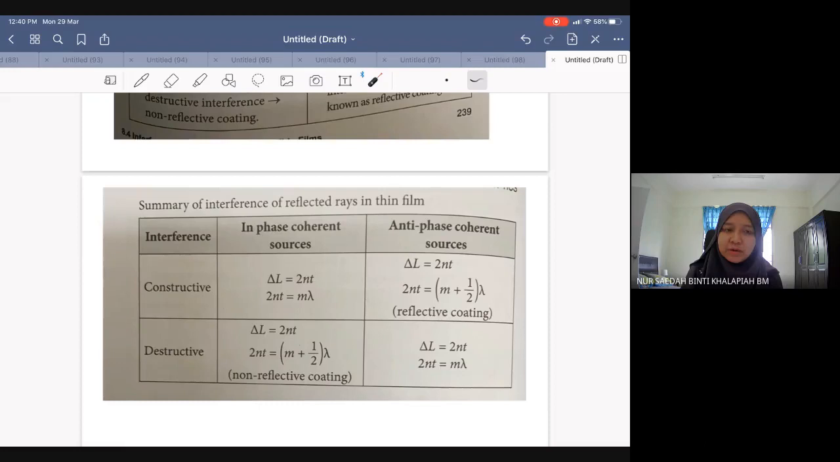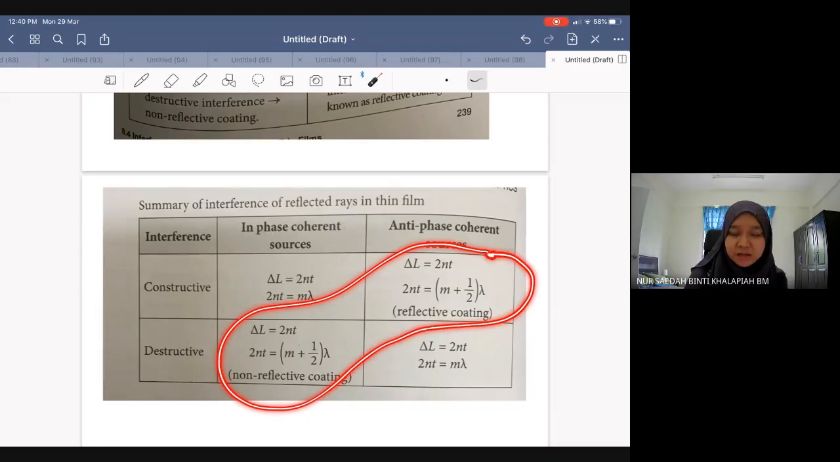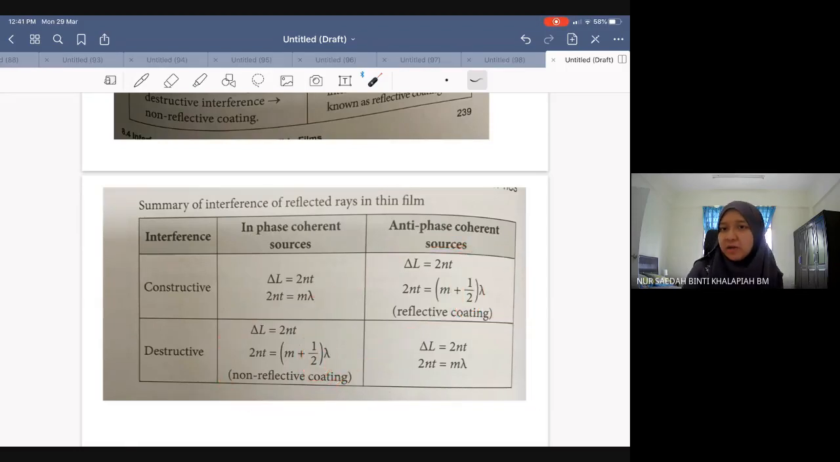Okay. So itu adalah bahagian coating lah. So coating ni hanya untuk dua formula ni sahaja. Dua formula ni je yang ada. Maksudnya formula yang ada half ni. Okay, dia adalah reflective coating and non-reflective coating. So reflective means constructive lah. Non-reflective adalah destructive macam tu. Okay, so itu sahaja untuk bahagian thin film.